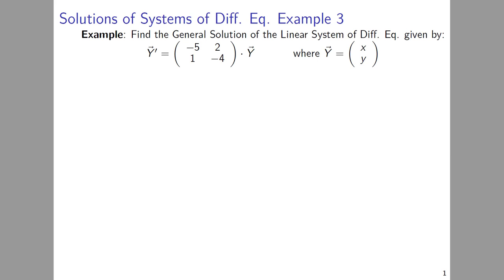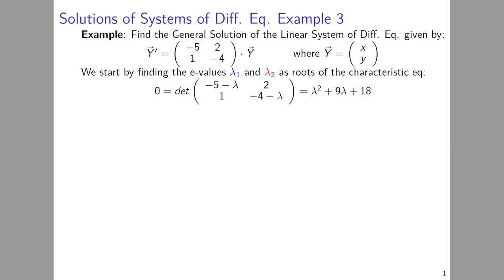In this example, we will find the general solution of the linear system of differential equations given by y' = [[-5, 2], [1, -4]] y, where y is the vector function (x, y).